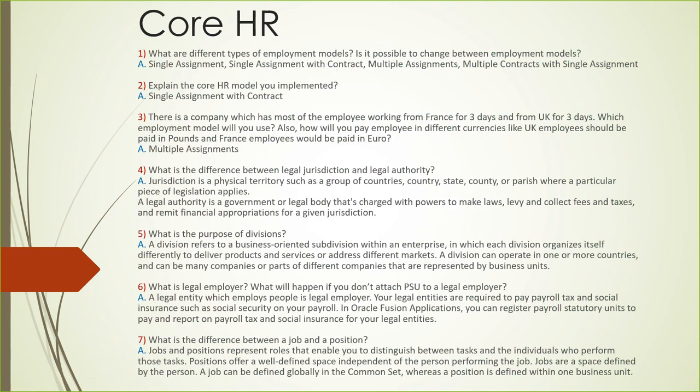Okay, friends. Now, the next question is about the difference between legal jurisdiction and legal authority. Jurisdiction is a physical territory, as you know, whereas a legal authority is a government or legal body that is charged with powers to make regulations and laws. Okay, friends. So that is the major difference.